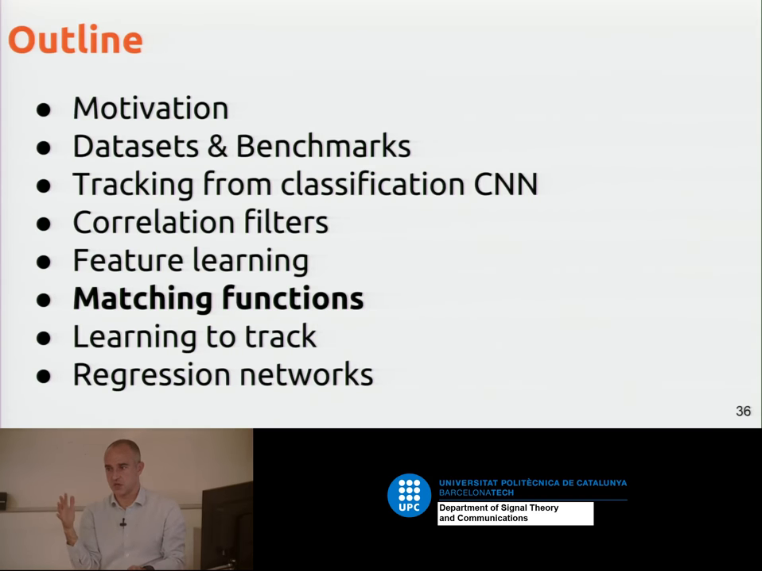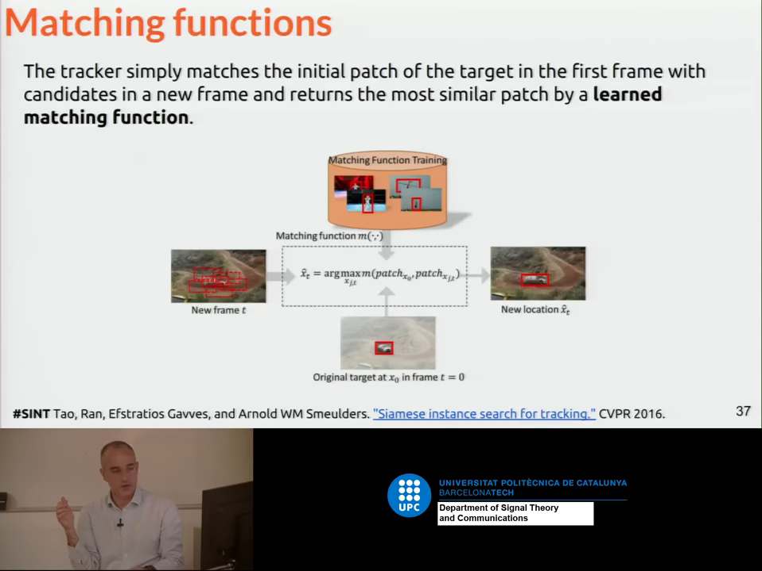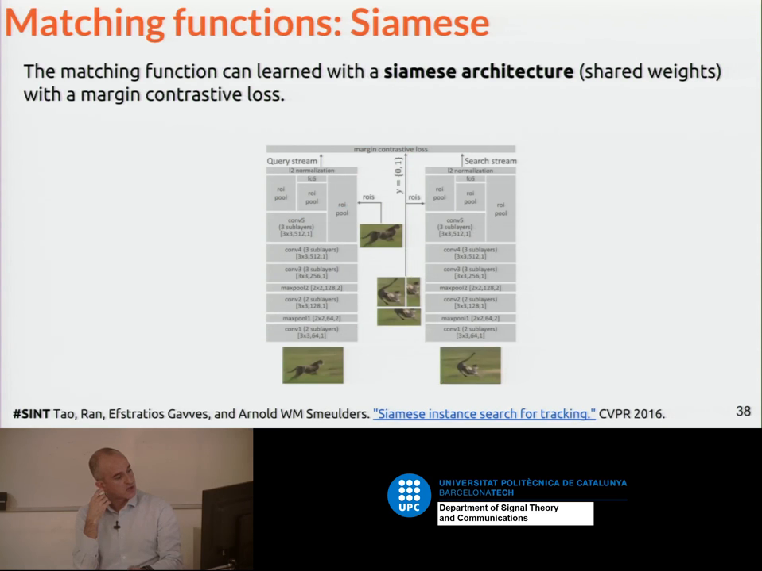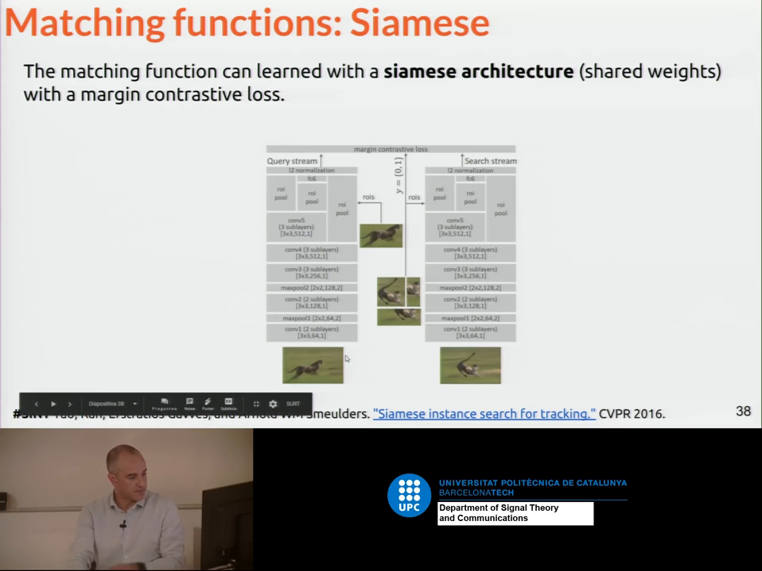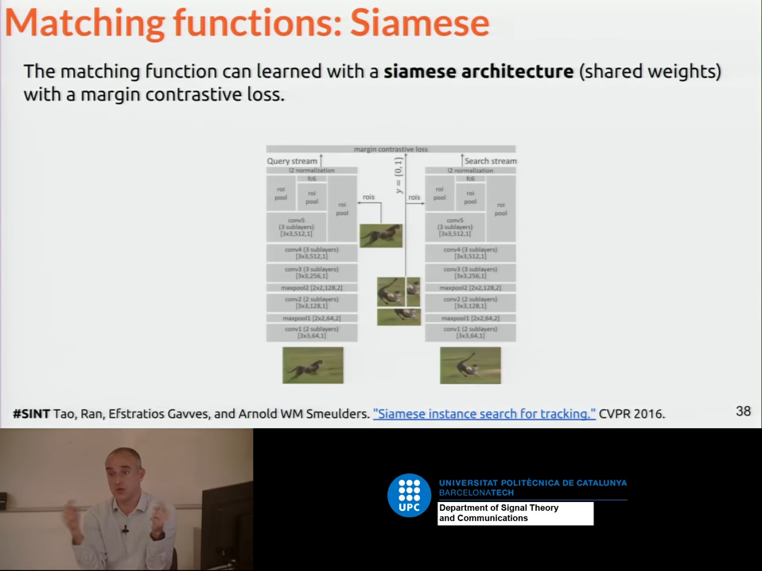There's an architecture, Siamese networks. That would be one of the first works on doing tracking with Siamese networks. So the idea is that you feed the two candidate objects, and you want the network to tell you if they match or they don't, right?